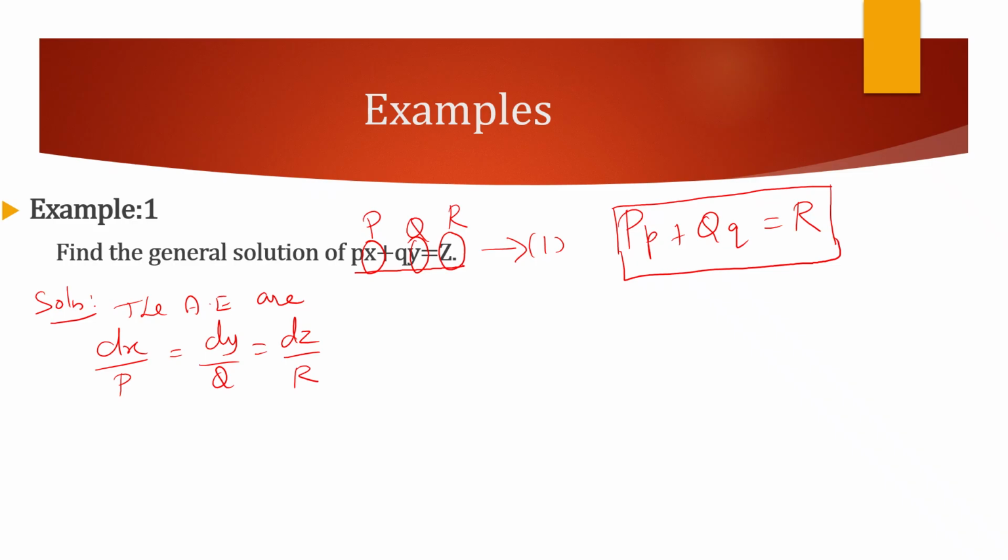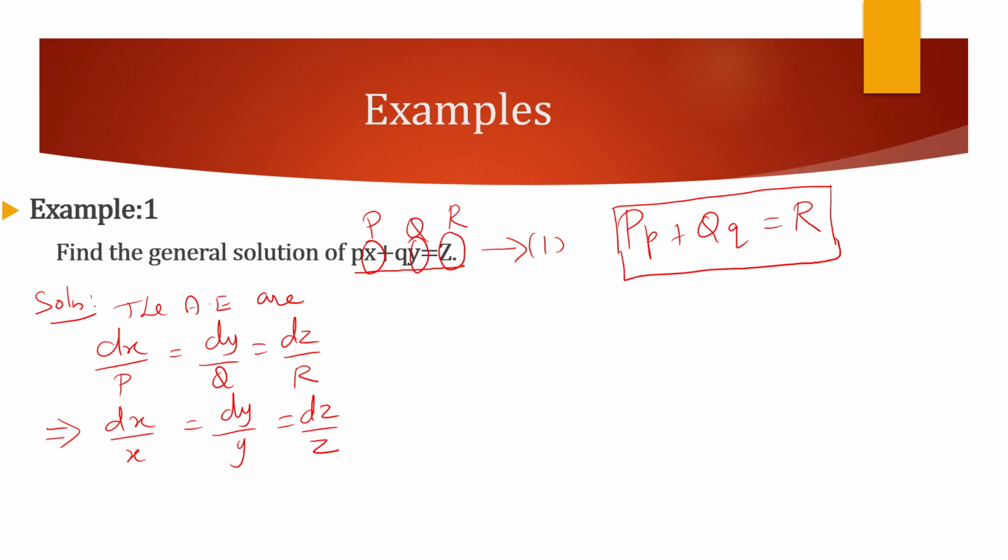Now we have written the auxiliary equations, so we are just going to replace capital P, Q and R in this. This gives our auxiliary equations: dx by x is equal to dy by y is equal to dz by z. So what method can we apply here? When you look at these ratios, it is easy to find the solution using the method of grouping.